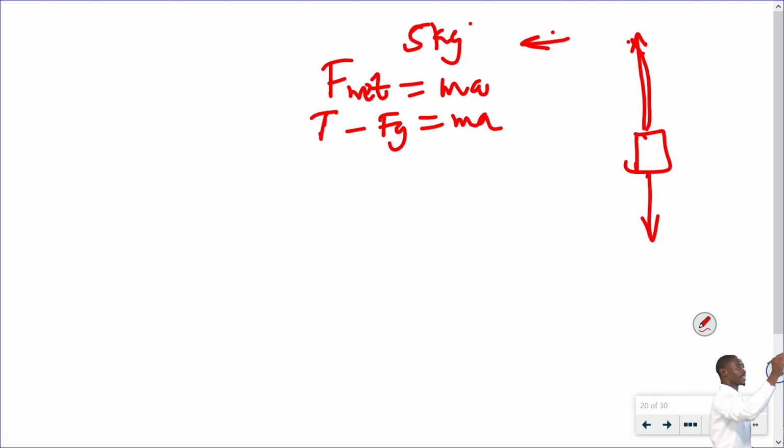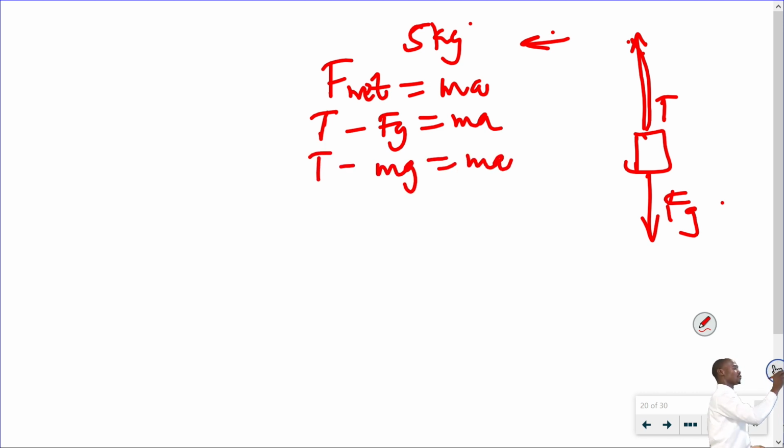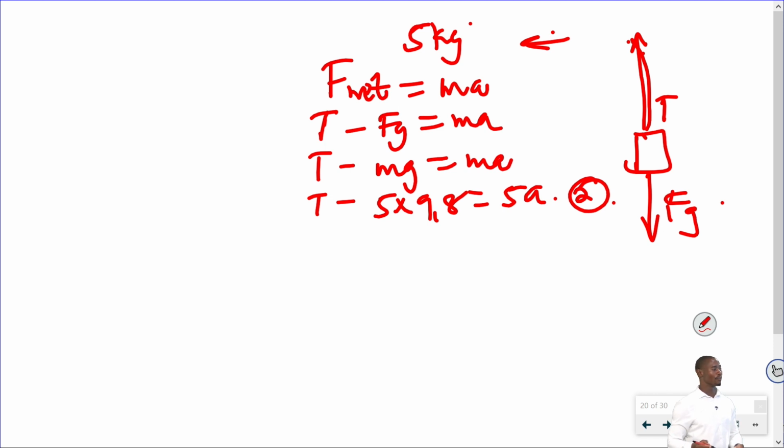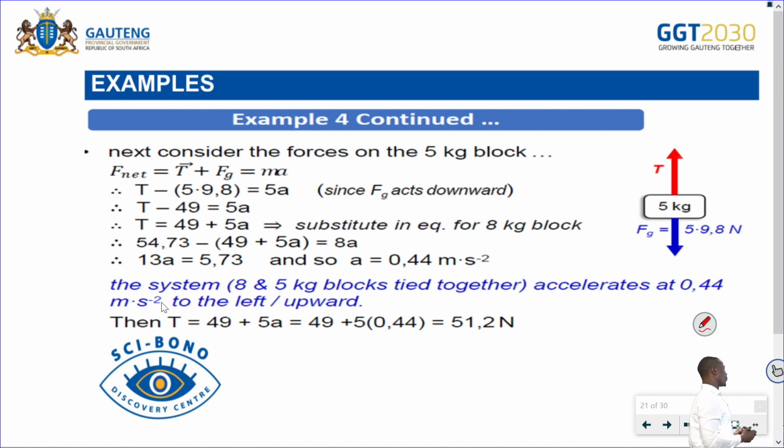There are only 2 forces there: tension and Fg. So T minus mg equals ma. So it's T minus 5 times 9.8 equals 5a. That is your equation number 2. Then from there, what you need to do is eliminate, because they're looking for tension, so you can eliminate the acceleration. So how are you going to do that? This is how you can eliminate it.